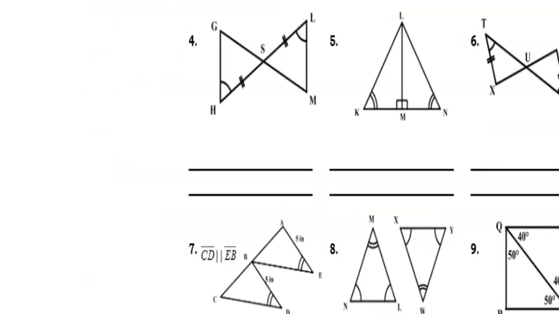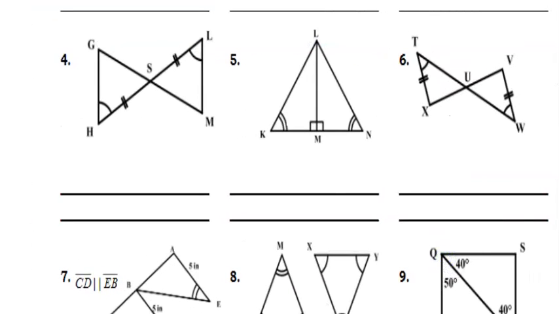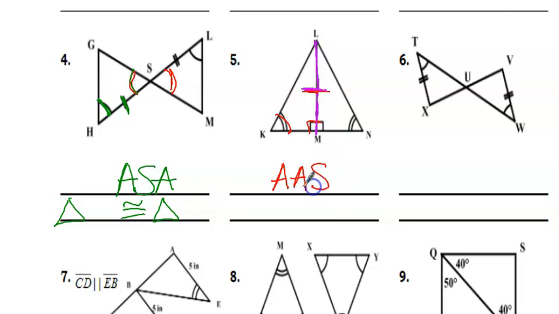Let me make this a little bit bigger so you can see them. All righty. So number 4, you can also prove that these two angles are congruent because they're vertical angles. So what theorem is this? Again, angle, side, angle. So ASA, and then write the triangles that are congruent to each other. Number 5, we've got this one. Again, this side is the exact same, so we can prove that they are, in fact, the same side. We have angle, angle, then side. What triangles are congruent?